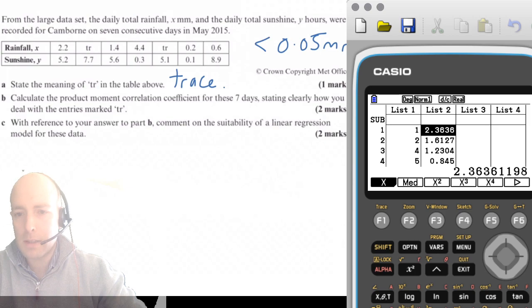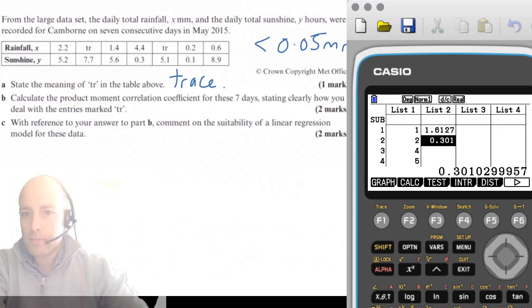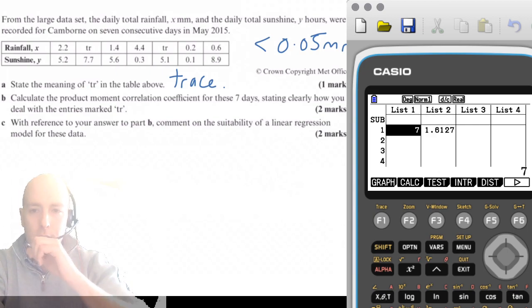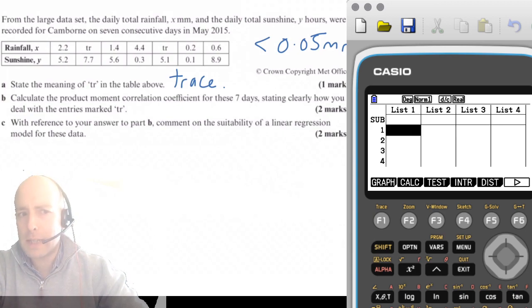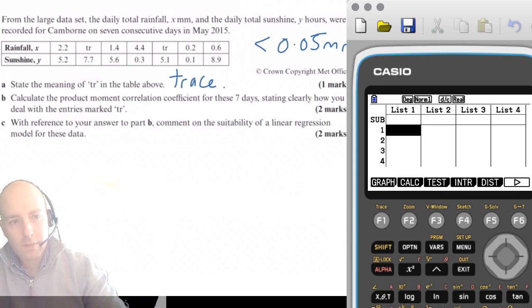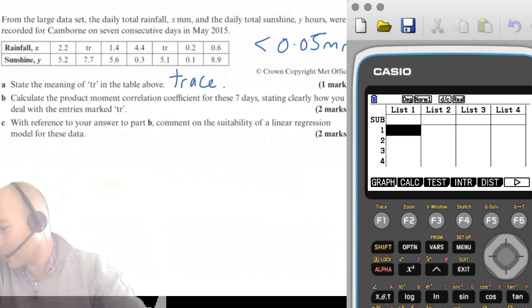You're just typing in data. So if you clear out your stats mode, if you are on the ClassWiz, you want to go to, I think it's two variable analysis, and then you want to go to y equals a plus bx on the ClassWiz, but comment if you get stuck at what to do. So we're going to type our data in. We always try and use list 1 as x.